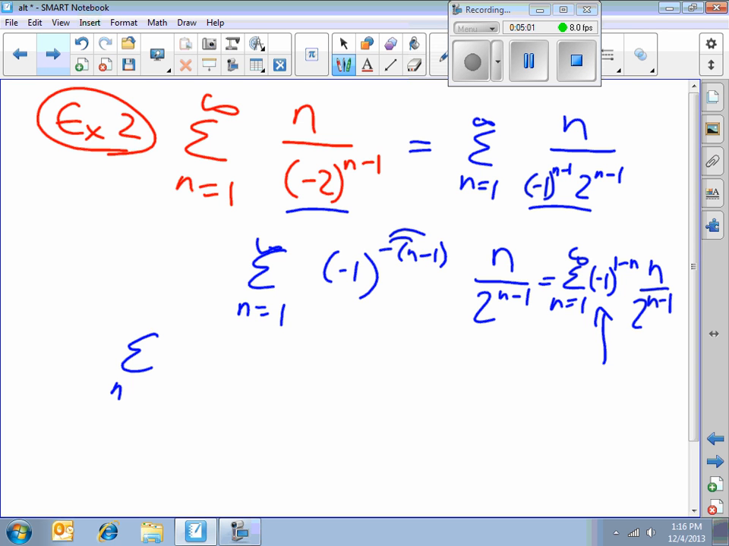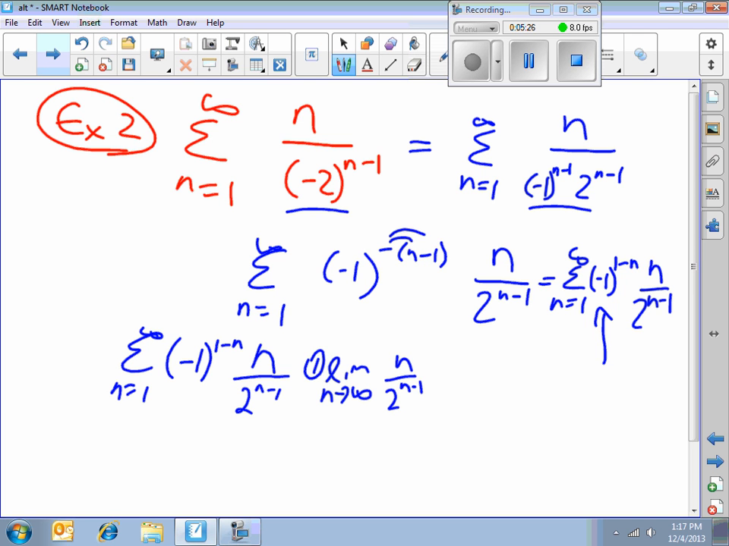So now I've got to look at the other part. As n goes from 1 to infinity, we have the alternating part, -1 to the 1 minus n. Yes, that does alternate there. Then my a sub n is n over 2 to the n minus 1, and I need to show that it, too, is going to go to 0. So the limit as n approaches infinity, this is the first part of the alternating series test, of n over 2 to the n minus 1.